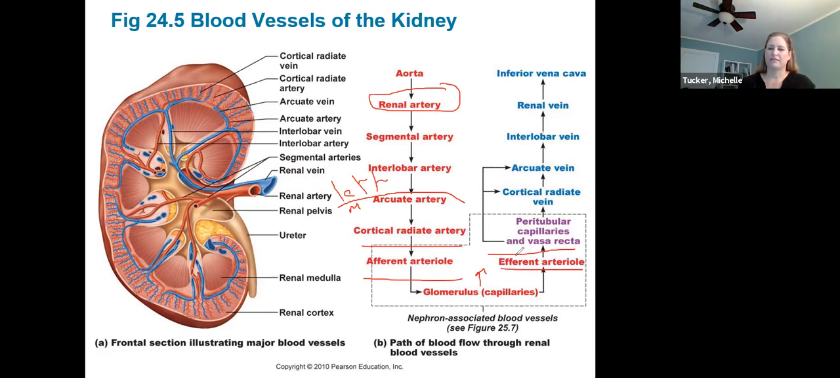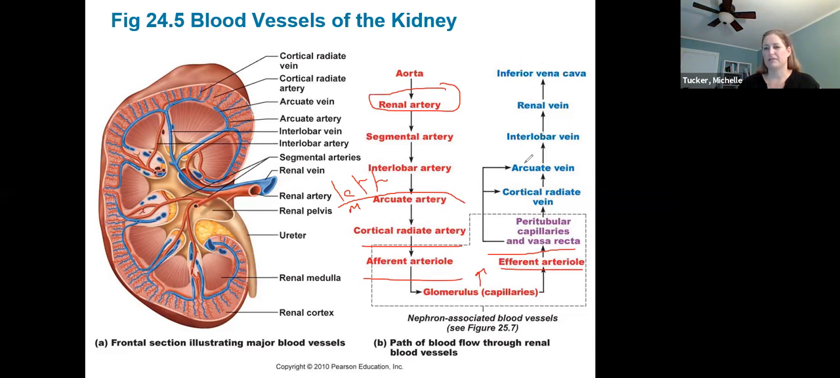The efferent arteriole then is going to join up to the peritubular capillaries or the vasa recta, and then those are going to feed into cortical radiate veins if they're in the peritubular. We're talking about peritubular capillaries, which then feeds into the arcuate, the interlobar, the renal vein, and inferior vena cava. Hopefully you remember from veins, their pathways aren't as distinct. So that's why you're getting a few arrows. Some of these are going to drain into the cortical radiate. These are the peritubular. The vasa recta are going to just drain into the arcuate.